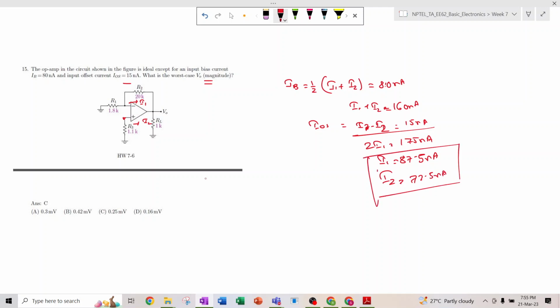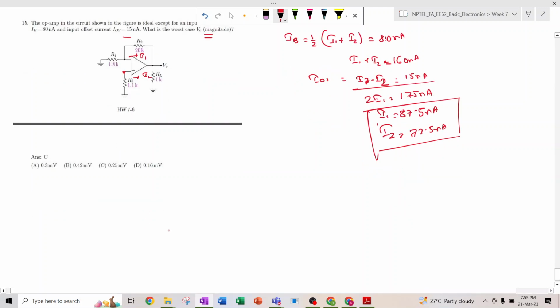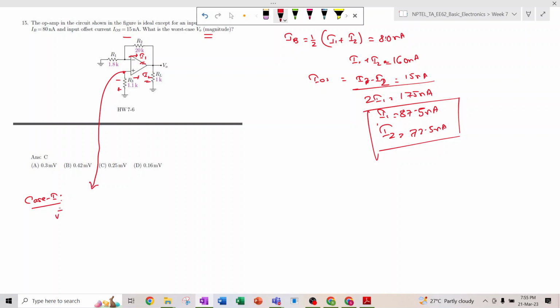So there will be two cases. Suppose I am solving case 1. Case 1 is I1 is this and I2 is this. If I2 is flowing through this side, there will be plus and minus sign. So this V plus will be minus 1.1k into this I2, which is 72.5 nanoampere. So 72.5 into 1.1, that is minus 79.75 microvolt, right?